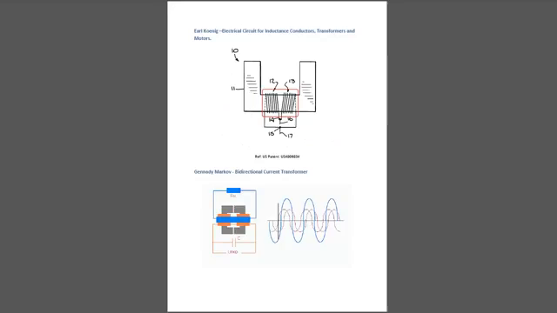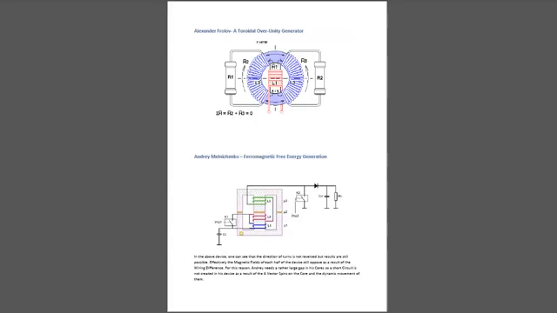Earl Koenig, electrical circuit for inductance conductors, transformers and motors. Ref. U.S. Patent 4806834. Gennady Markov, bidirectional current transformer. Alexander Frolov, toroidal over unity generator. Andriy Melnichenko, ferromagnetic free energy generation.